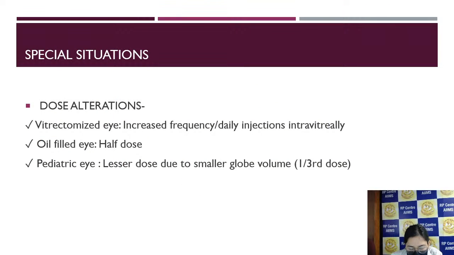Now the dose alterations that have to be done for these injections. In case of a vitrectomized eye, because there is increased excretion of these drugs, we increase the frequency from 48 hourly to 24 hourly. In oil-filled eyes, half dose is to be given, and in pediatric eyes, because the globe is smaller, we use 1/3 dose.